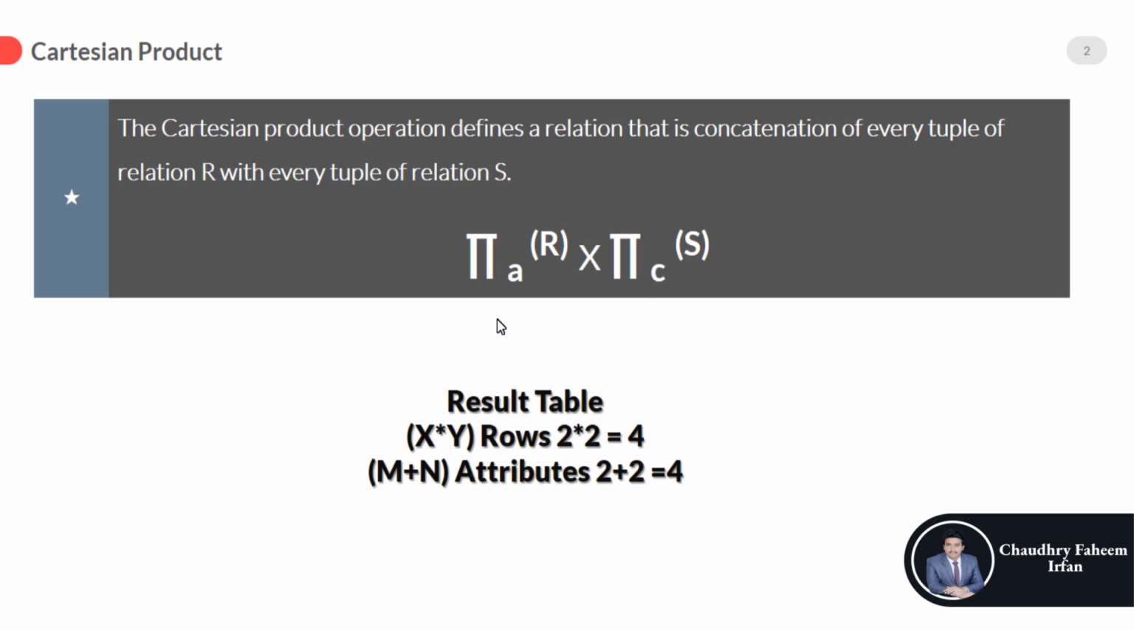And similarly, R has two columns and S also has two columns. So 2 plus 2 is equal to 4 columns in the result. Suppose R has 3 rows and S has 2 rows, so 2 multiplied by 3 is equal to 6 rows in the result.